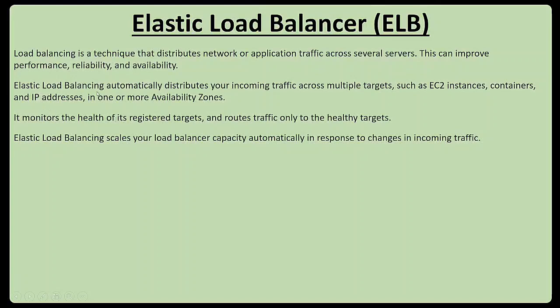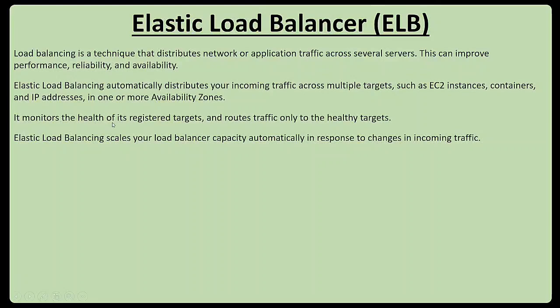So Elastic Load Balancers automatically distribute your incoming traffic across multiple targets, such as EC2 instances, containers, and IP addresses in one or more availability zones. So you can specify your availability zones also. Based upon your availability zones, your traffic will get divided.